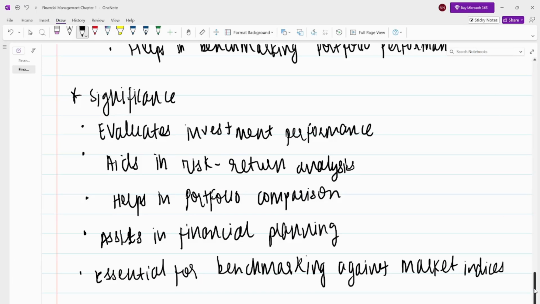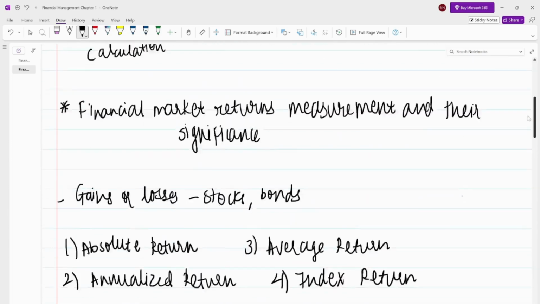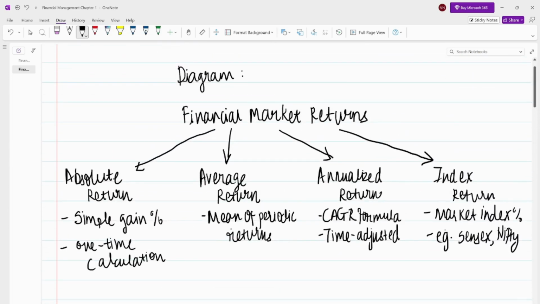So to understand it in a much easier way, we can use a diagram for this. Financial market return: first is absolute return, second is average return, then annualized return, and index return. Absolute return simply calculates the gain percentage. It is a one time calculation. Average return is basically the mean of periodic returns. Annualized return is the CAGR formula. We can calculate the compounding growth across all the years. It is time adjusted. Index return is basically the market index percentage, examples Sensex and Nifty.